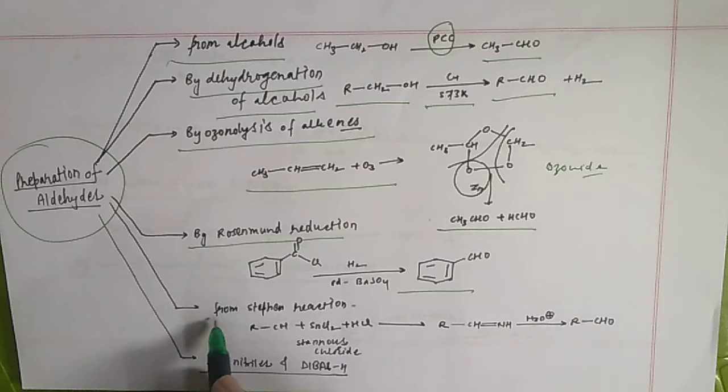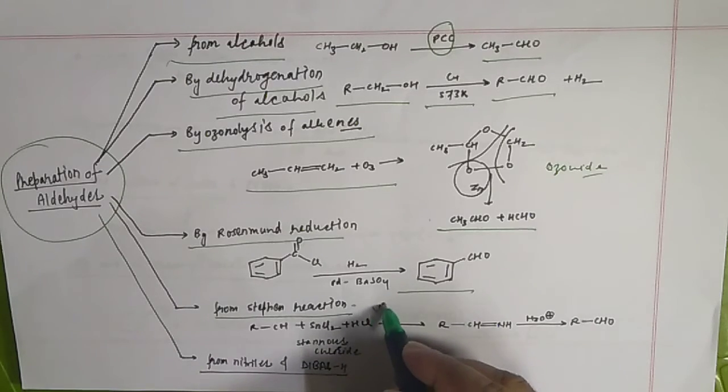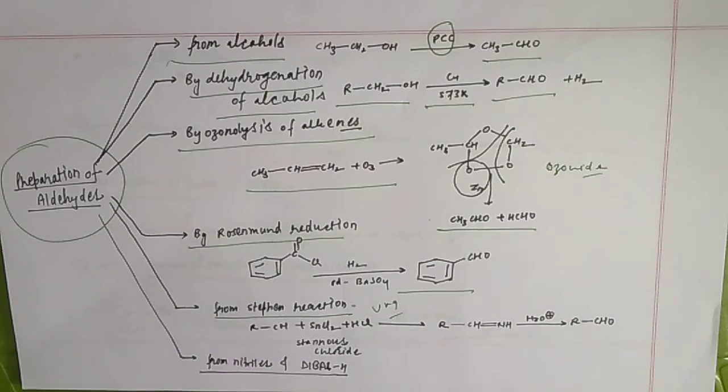Now the next one is the Stephen reaction, a very important reaction. From the board point of view, they ask the name reaction and students get confused about what the reagent is. In the Stephen reaction, the reagent we use is stannous chloride and hydrochloric acid. So alkyl nitriles are treated with the stannous chloride. This gives the intermediate, which on hydrolysis gives the aldehydes.